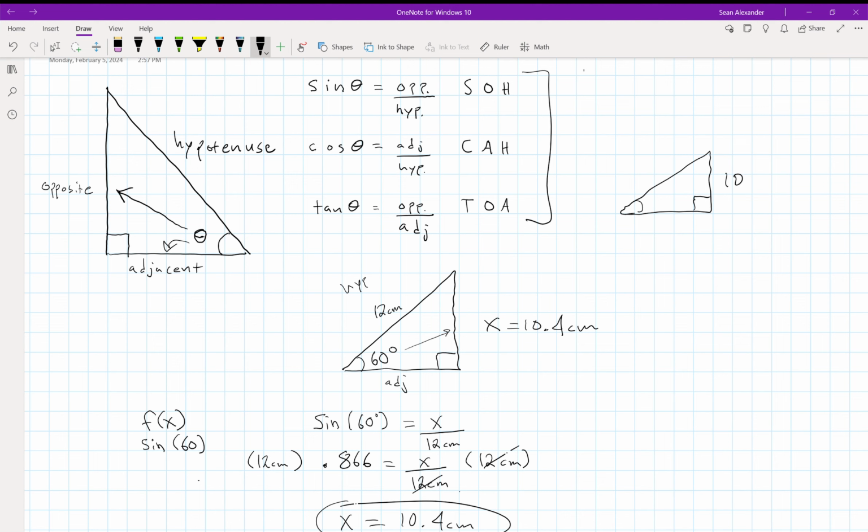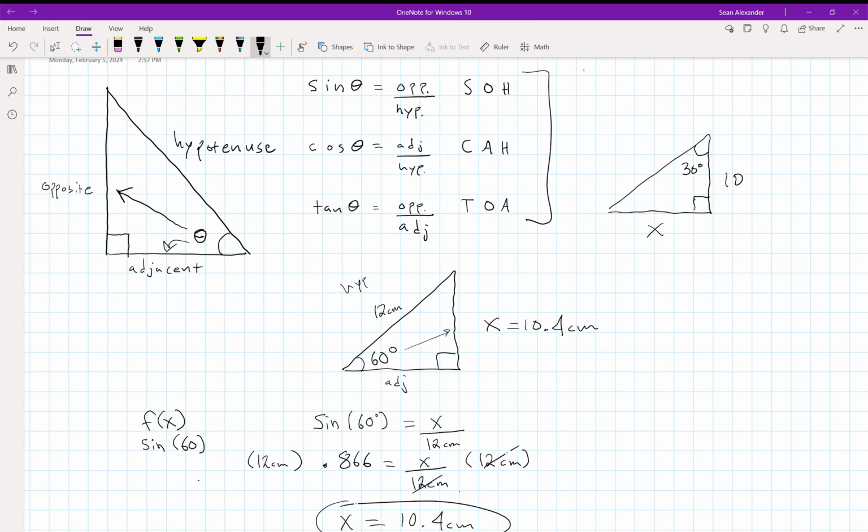and actually, you know what? I'm going to be tricky here. What if they gave you this angle here and said it was 30 degrees? This will help me show you. And then they asked, what's the value of this side?